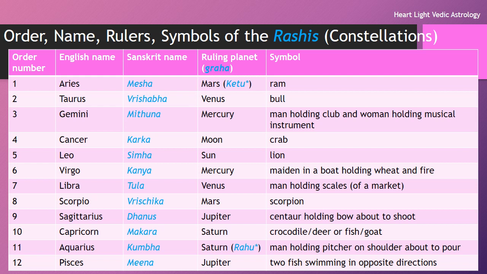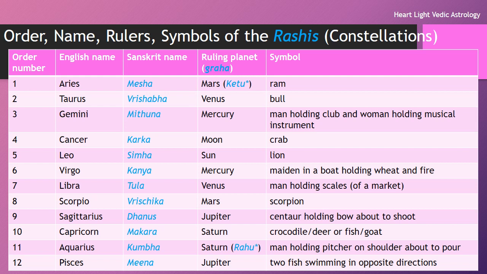The 11th constellation is Aquarius. The Sanskrit name is Kumbha. The ruling planet or Graha is Saturn again. And this constellation, in some circumstances, Rahu is used as the owner or ruler of this constellation. I don't use it in the natal chart itself, but I do use it in subzodiac analysis or Amsha chart analysis. The symbol here is a man holding a pitcher on their shoulder and about to pour that out, potentially water or something like that.